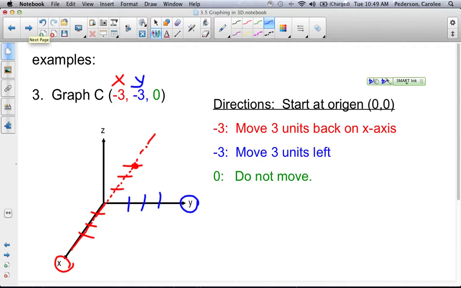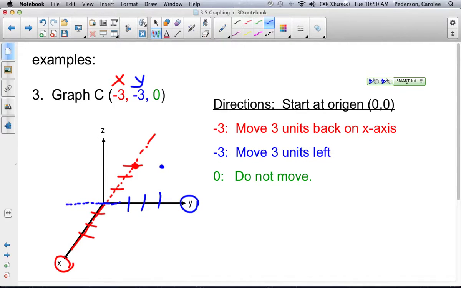So there's 1, 2, 3. So we're going to move 3 units to the left. And then we're not going to move it all. Uh-oh, we went the wrong way. 3 units to the left would be this direction.